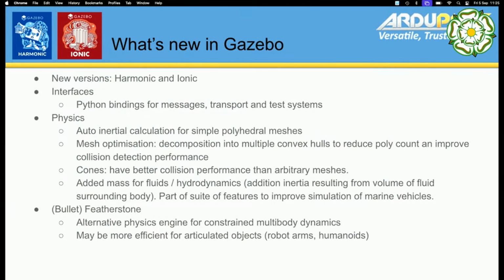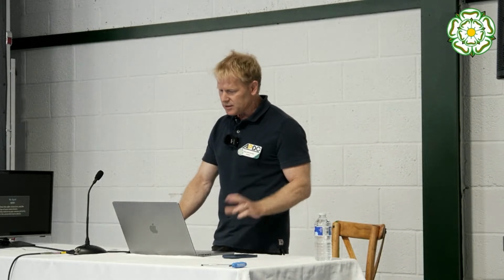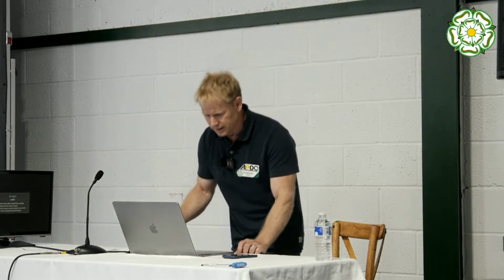The big change that has been really useful is that they've added Python bindings for the messaging and transport layer. The way different things in Gazebo communicate is through a message bus, and being able to get them in Python means you can intercept those messages and do things with them. We've been using that as a way of getting access to things like telemetry for ESCs and telemetry for other sensors that was really difficult to do previously.